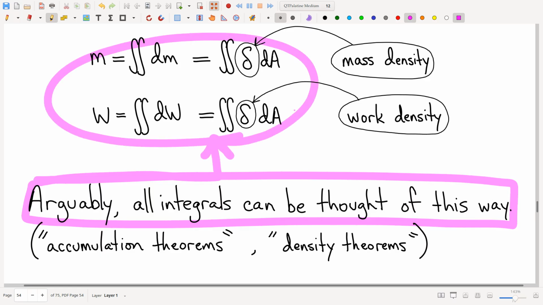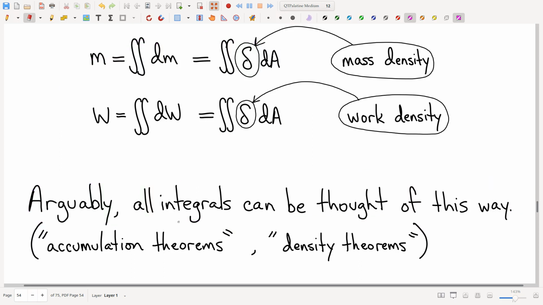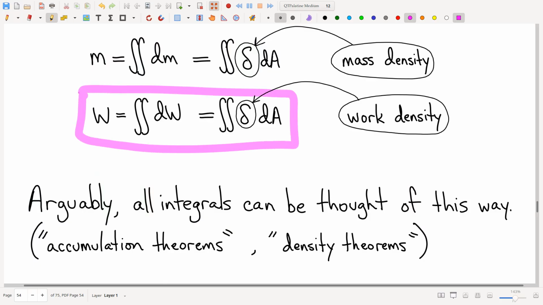Right? And I would make the case that in some reasonable sense or another, all integrals can be thought of as, we have an accumulating quantity and the integrand is the associated density. Okay, that's very abstract, I know. Pretty abstract. By the way, we're going to write down a bunch of theorems that are kind of like this.